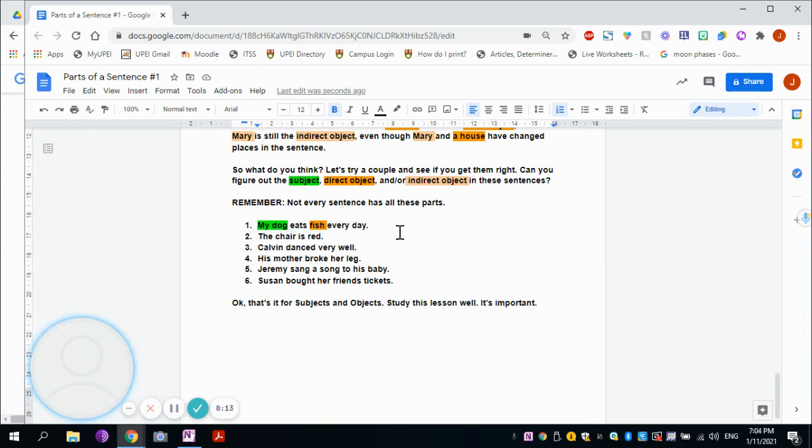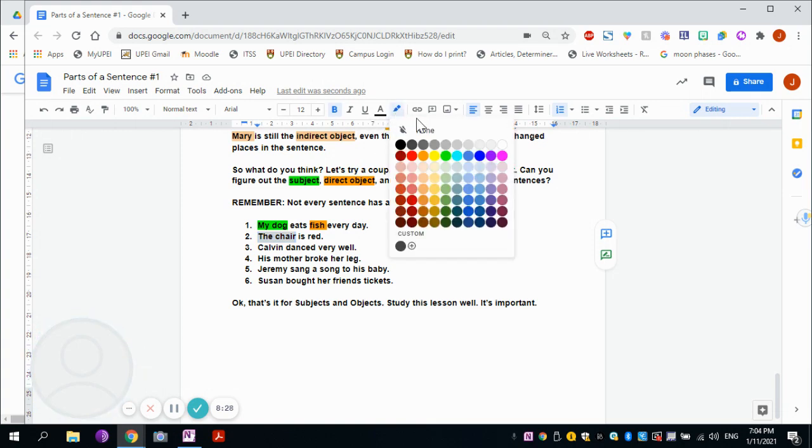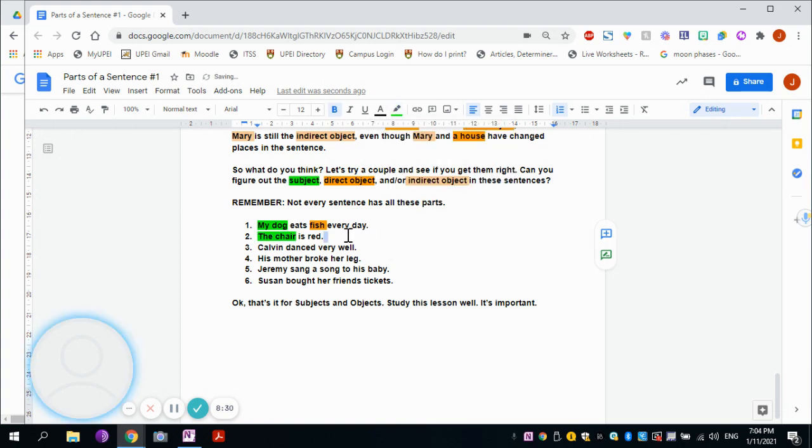Let's look at number 2. What's the subject? There's no action verb, but the sentence is still about the chair. It's giving us information about the chair. It's telling us the color. So the chair is the important part here. The chair is the subject. Now, red is an adjective. It gives us more information about the chair, but it's not the object. It's not receiving any action because there's no action in this sentence. So this sentence, number 2, does not have a direct object or an indirect object.